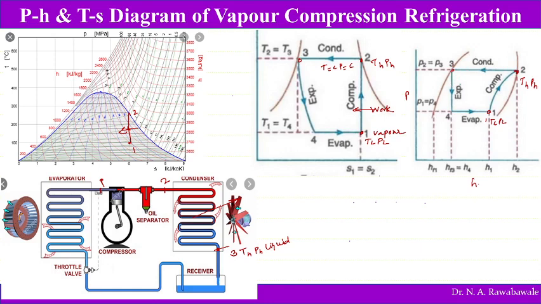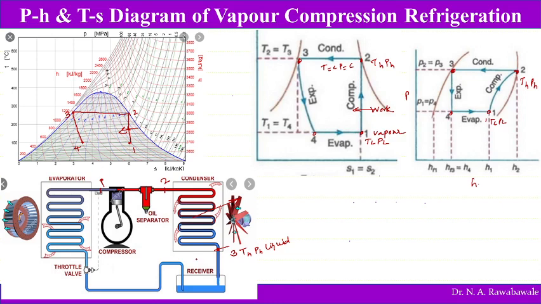And again from 3 to 4 the expansion process takes place. So 2 to 3 is condensation, and 3 to 4 is the expansion process, during which enthalpy remains constant. So this is the constant enthalpy line 3 to 4. This constant enthalpy process is shown on the pH diagram, during which the enthalpy remains constant. On the pH diagram, a vertical line is constant enthalpy. So this is process 3 to 4, and 4 to 1 is the evaporation process.